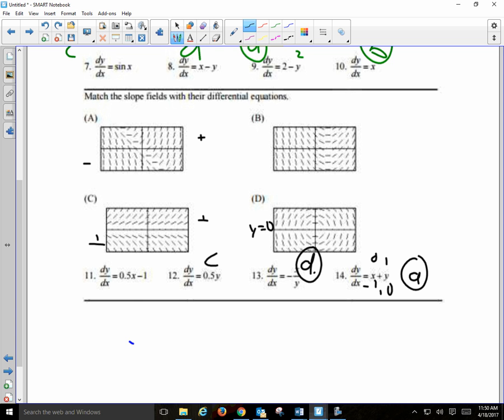Our last one would be B. And again, if you put in an x value of 0, you would have a slope of negative 1. And all these at an x value of 0 have a slope of negative 1.